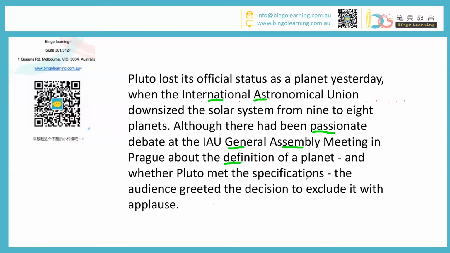Specifications. So T-I-O-N-S is always pronounced "shins." Specifications. Specifications. So yes, it's the first syllable again that's emphasized there.